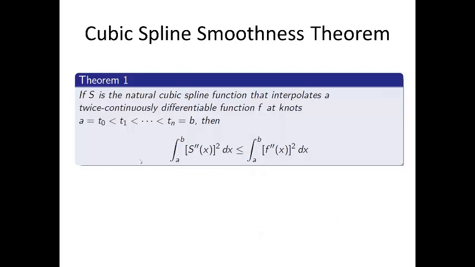So, Theorem 1 is the cubic spline smoothness theorem, and the interpretation of the integral inequality in this theorem is that the average value of the absolute value of s double prime of x squared on the interval [a, b] is never larger than the average value of this expression with any twice continuous function f that agrees with s at the knots. So, basically, the quantity absolute value of s double prime of x squared is closely related to the curvature of f.